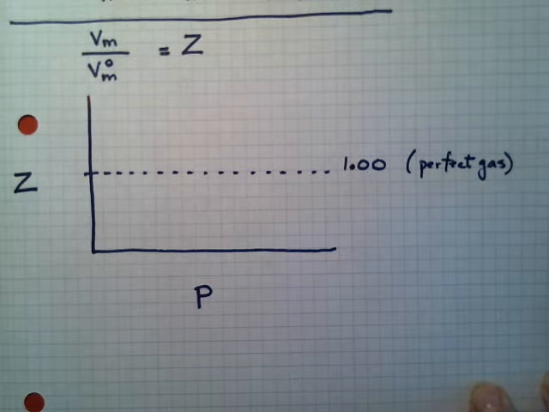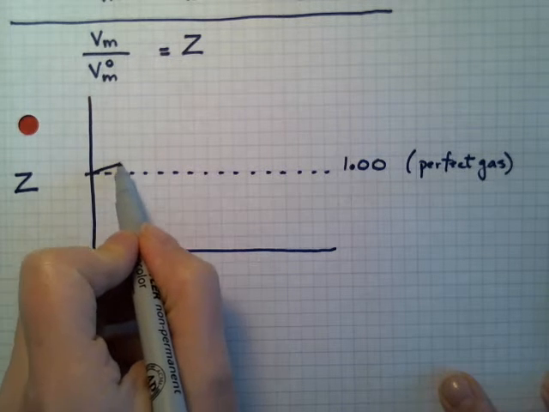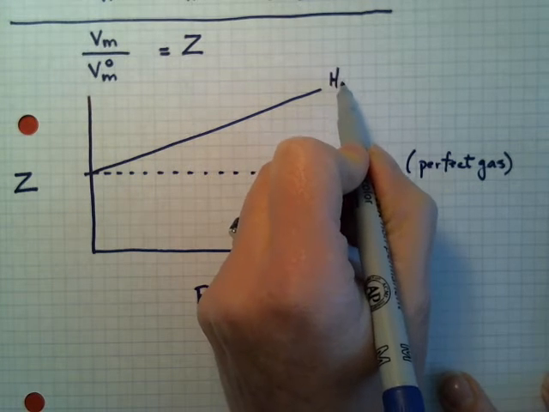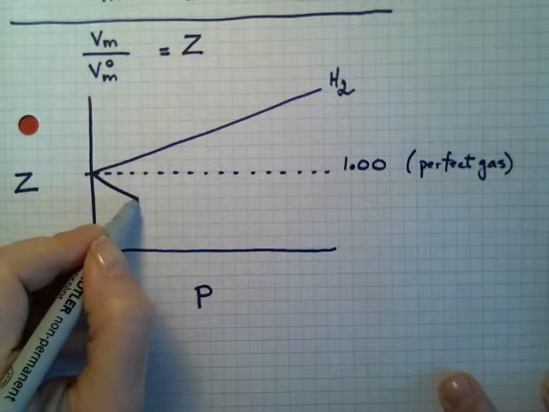What would this function look like for a gas that has net repulsive forces all the time? Our exemplary gas there is H2. And here's what it looks like. It takes off from 1 and just goes straight up. So that's what the hydrogen gas looks like. The Z value is greater than 1 for all of these pressures. Now for an easily compressed gas, we have something like this.